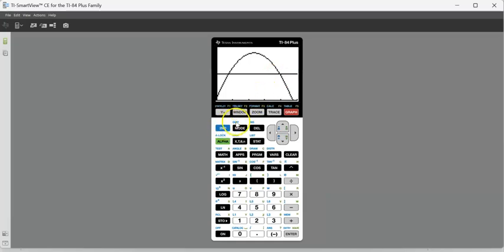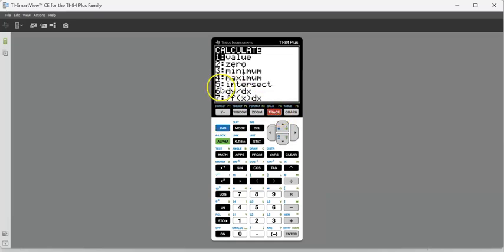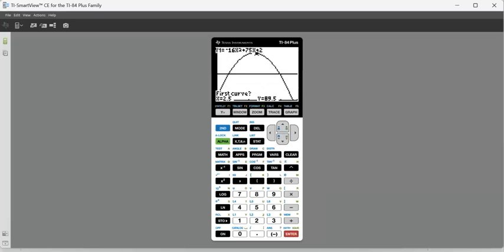So what I'm going to do is I'm going to see where it says calc above trace, hit second, and then trace, and then 5 is intersect. So go down to 5 and hit enter. And it says first curve, hit enter, second curve, hit enter, guess, hit enter. So the second one, you see it tells me is 3.9.